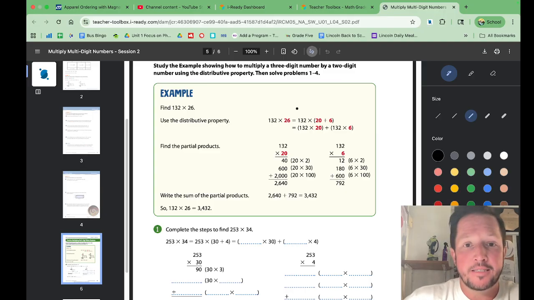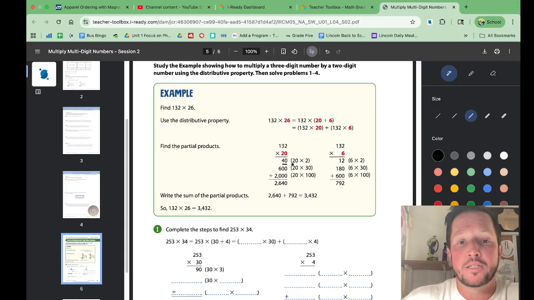Now, the idea is that each time you're doing this, so this is 20 times that. There's actually a 0 in the ones place, so anything multiplied by that is going to be 0. You don't need to worry about multiplying the 0 here. So you'll just start with the 20. And basically each one, like 20 times 2, that's what this equation is right here. That becomes 40.